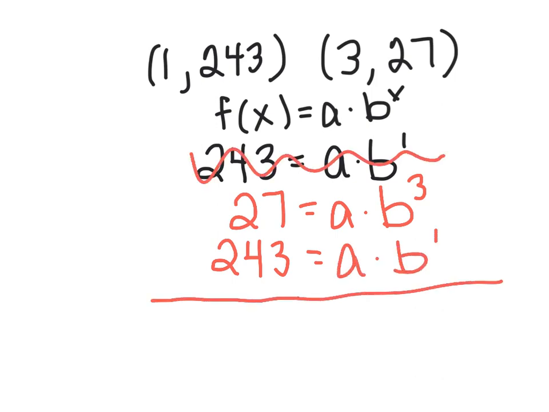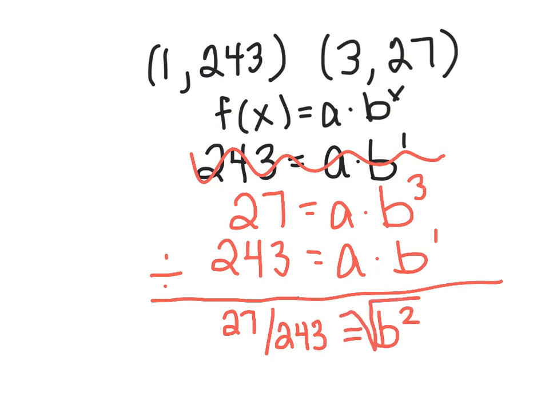Okay, I'm going to do the same thing that I did before, which was divide. And so what I have is 27 over 243. I'm sure that that reduces to something, but I'm not quite sure what it is. 3 will go into both of those. A divided by A is 1. B to the third over B to the first is B squared. So I need to solve this B squared thing.